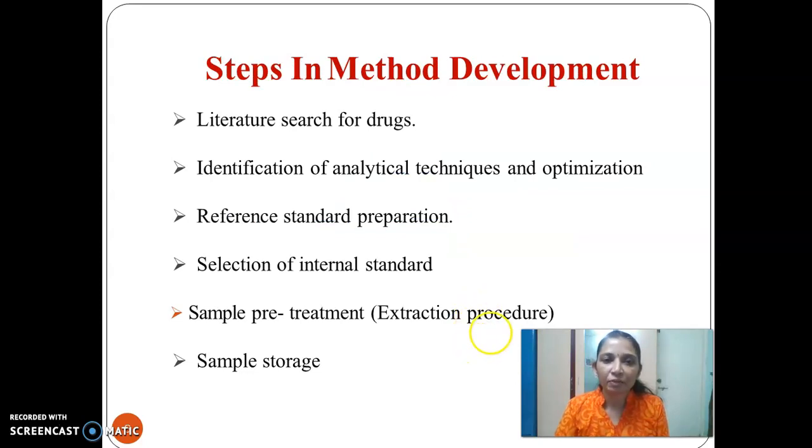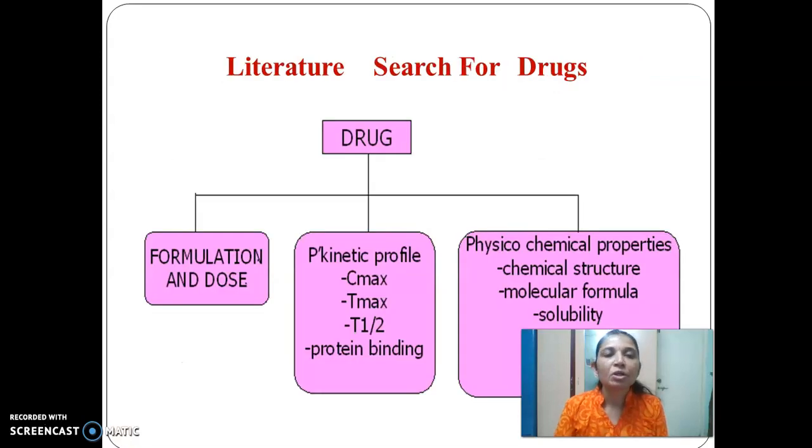Next, steps in method development. First, with the help of a literature survey, we have to find out about the drug, then identification of analytical techniques and their optimization, reference standard preparation, selection of internal standard, and sample pre-treatment, that is, the extraction procedure. You have to determine the extraction procedure, like the protein precipitation method, liquid extraction method, or solid phase extraction method, and after that storage of sample, and then we can determine the method validation. So first we have to do the literature search of the drug.